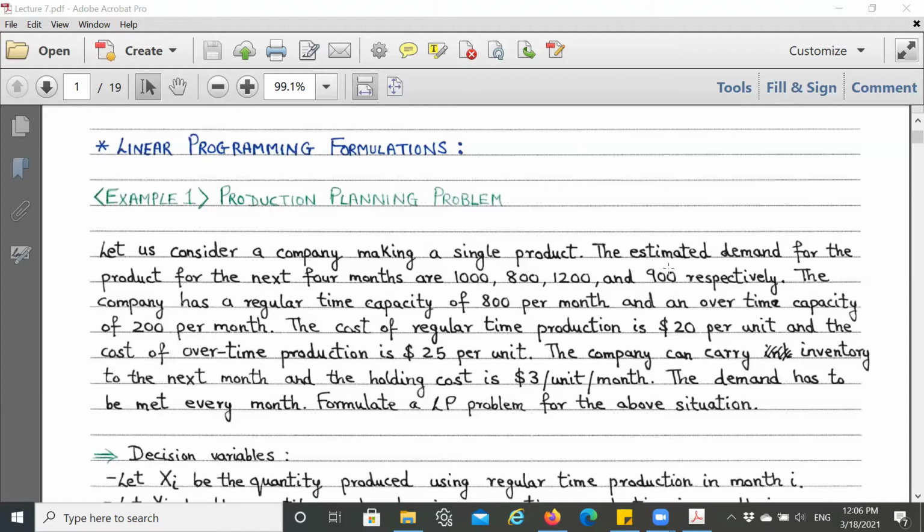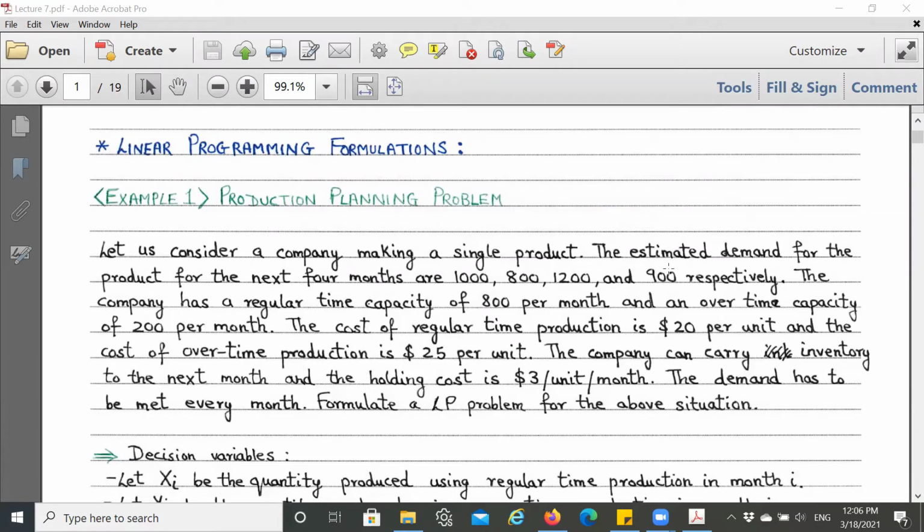The thing that the company can do is it can produce some of the units in one month, and if the demand for that month is satisfied, then it can actually store the surplus units and use them for the next month, okay? So it can carry the inventory to the next month.